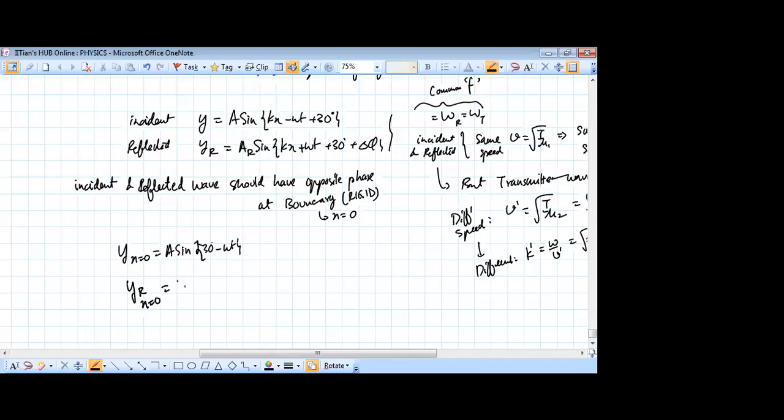It is some reflected amplitude into sine 30 degrees plus omega t. Now this phase should be an inversion of this phase. Understanding? So 30 plus omega t should be equal to... oh sorry, there's a phi also, my mistake. You have to take that phase constant into account.